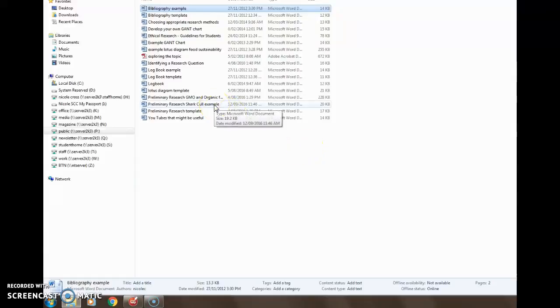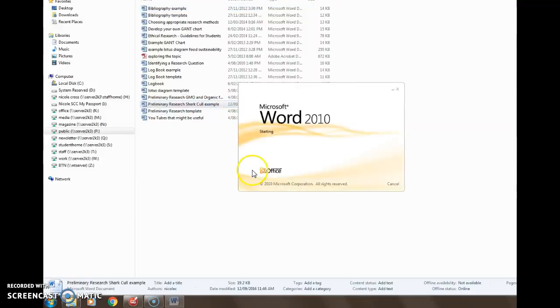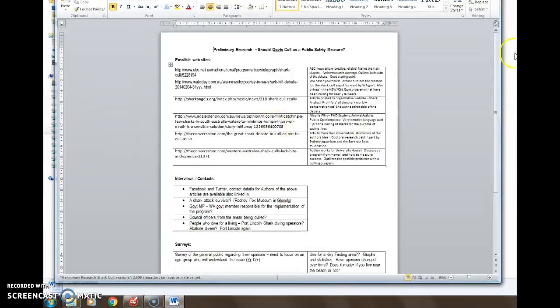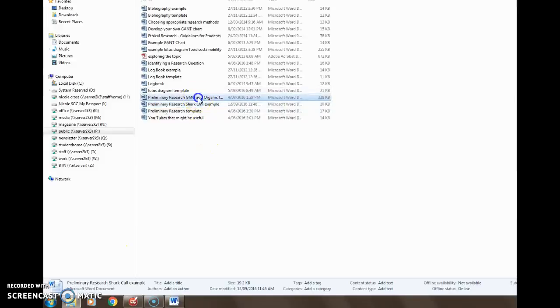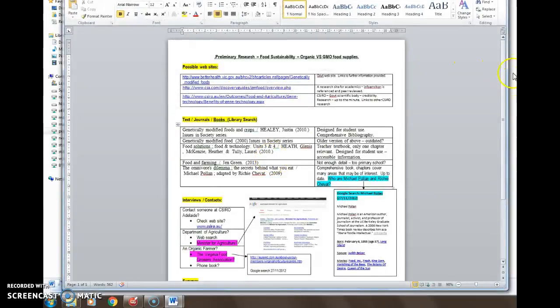The final thing that I think I would definitely include, if you can, in your folio is a preliminary research page. Now, a preliminary research page can be set up in a whole range of different ways. There's a couple of examples here.